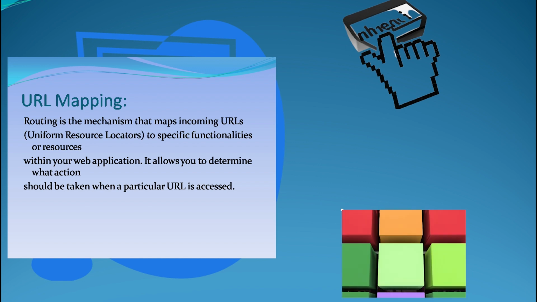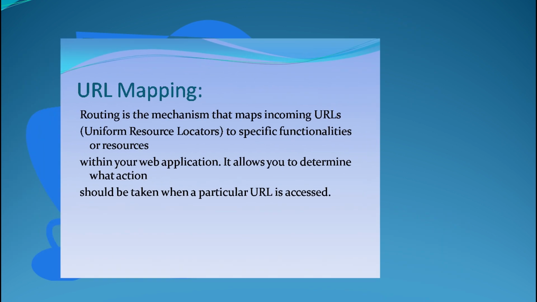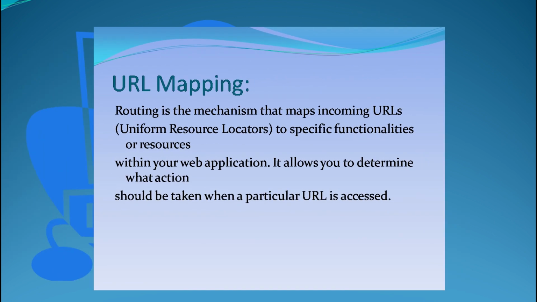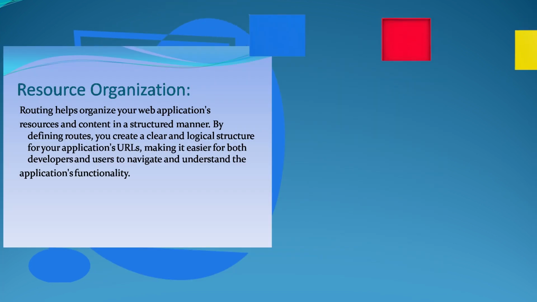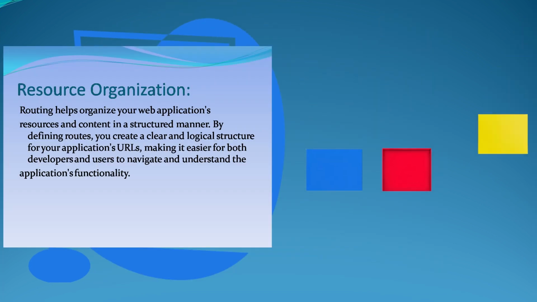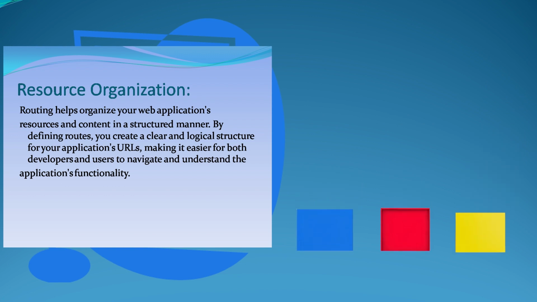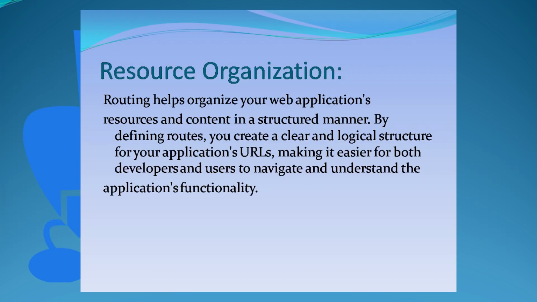URL mapping. Routing is the mechanism that maps incoming URLs, uniform resource locators, to specific functionalities or resources within your web application. It allows you to determine what action should be taken when a particular URL is accessed. Resource organization. Routing helps organize your web application's resources and content in a structured manner. By defining routes, you create a clear and logical structure for your application's URLs, making it easier for both developers and users to navigate and understand the application's functionality.